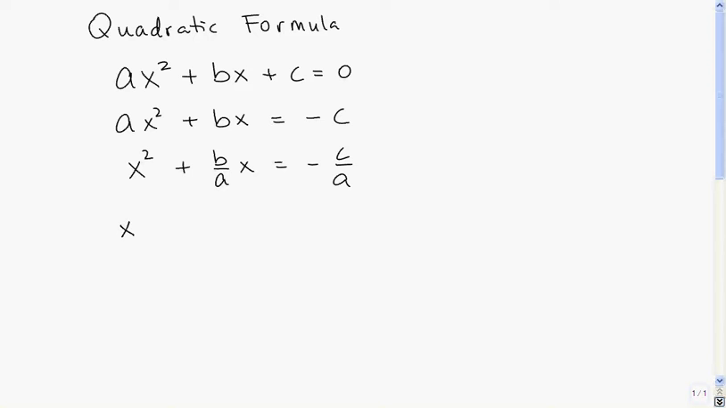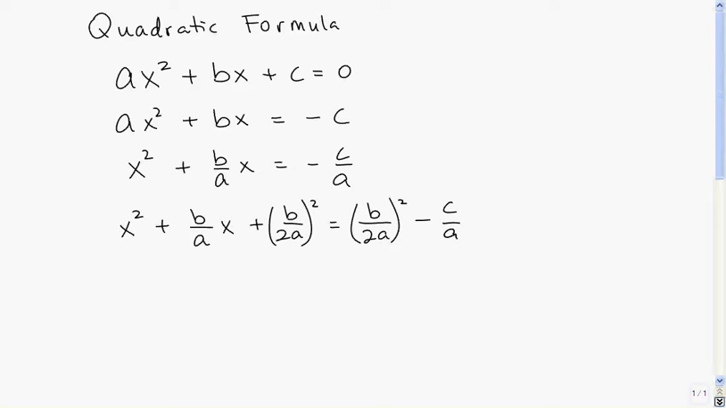All right, now this is the completing the square step. I need to take half of this coefficient b over a, square it, and add it to both sides. So half of it is simply b over 2a. That's what's going to get squared and added to both sides. Now, when I add it to the right-hand side, I'm just going to put it in front, and we'll see why later.